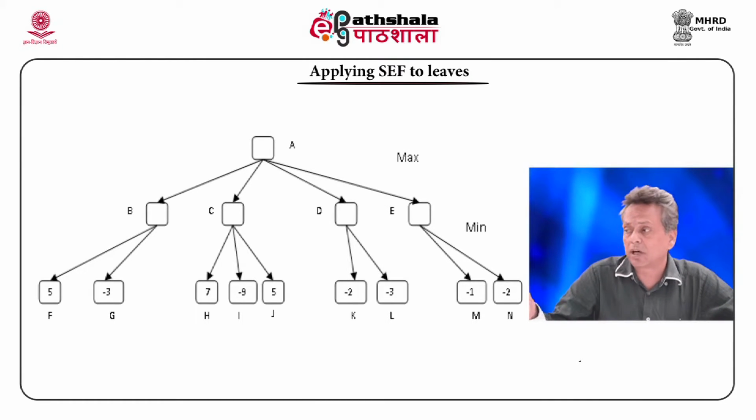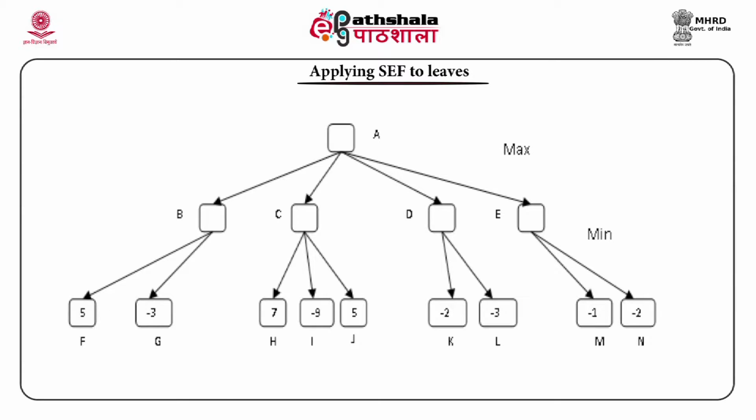Now if you look at those values, B has 2 children, F is 5 and G is minus 3, while C has 3 children, H is 7, I is minus 9 and J is 5. Same way, D and E. Now if you look at this, which value out of that will be passed up? The minimum value. Why? Because his opponent is going to play.